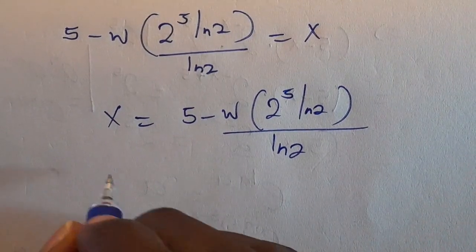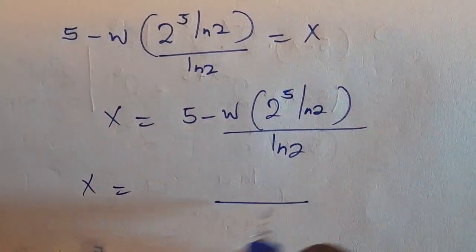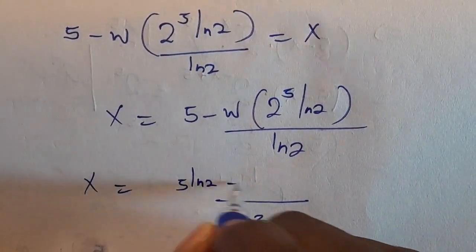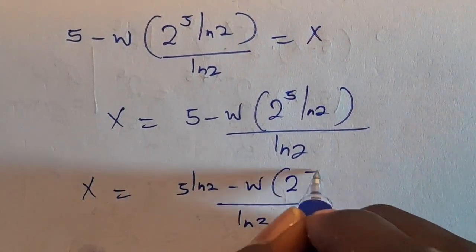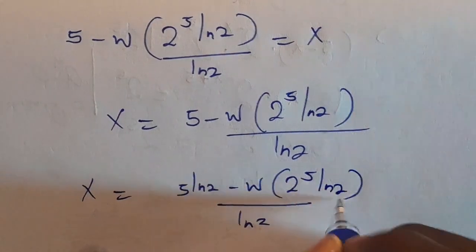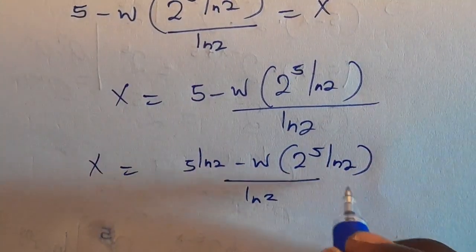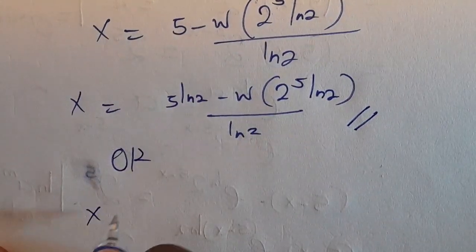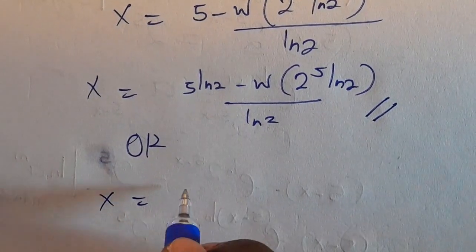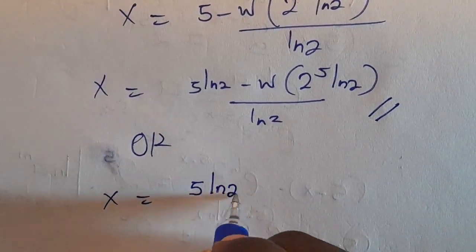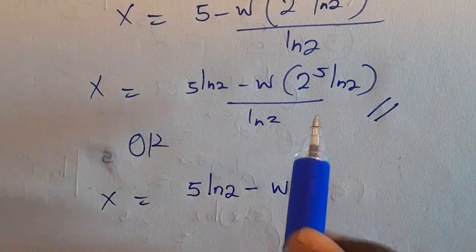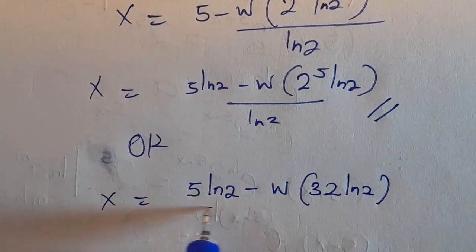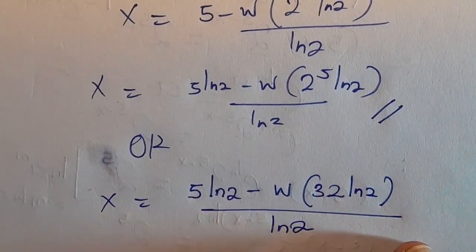So to find the LCM, you can have your x finally as 5 ln2 minus the Lambert W function of 2 to the power of 5 ln2, all over ln2. And that is the final answer for the problem. Or you can have x equals 5 ln2 minus the Lambert W function of 2 to the power of 5, which is 32, ln2, divided by ln2.